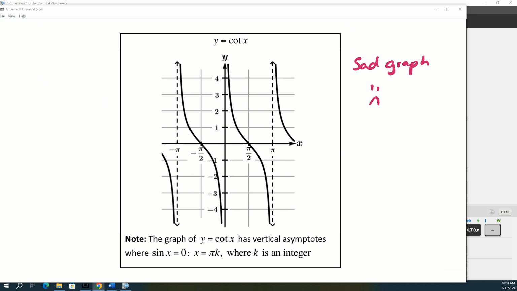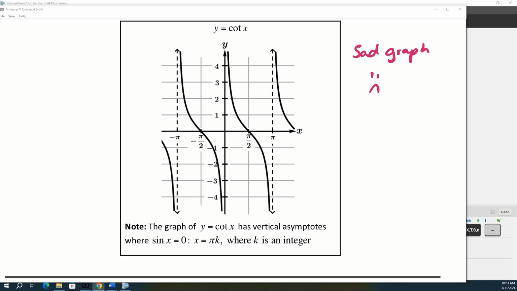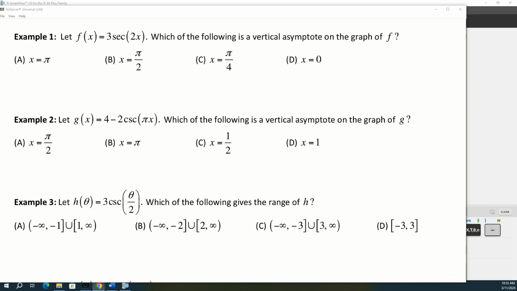Okay, so let's answer some questions about vertical asymptotes and the range of transformed graphs. All right, so for number 1, we have f of x is 3 secant of 2x. Which of the following is a vertical asymptote of the graph of f? And so this one has 2 transformations. It has a vertical dilation and it has a horizontal dilation.